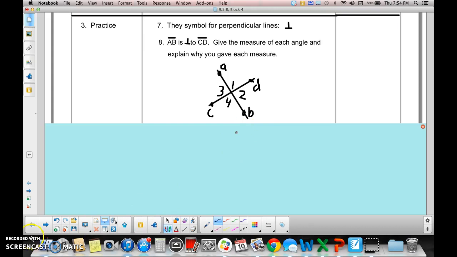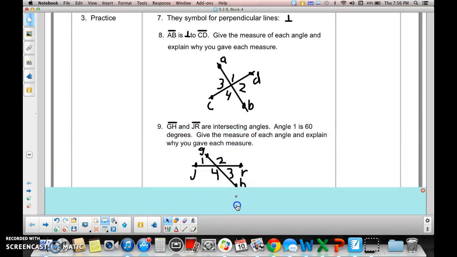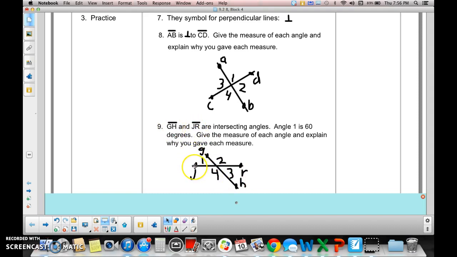One more note for you to take as we move down to number 9, this problem. Again, excuse my really crude writing here, but I am using just a mouse to make these letters and angle measures. Here's what we got. Segment GH, right here, and segment JR, right here, are intersecting lines. Angle 1, I told you, is 60 degrees. I would like you to tell me the measure of each angle and explain why you gave each measure.